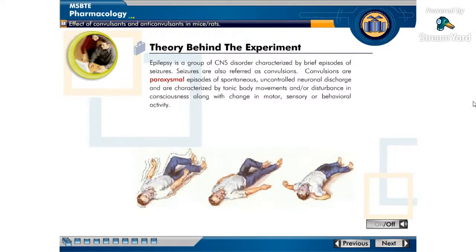Epilepsy is a group of CNS disorders characterized by brief episodes of seizures. Seizures are also referred to as convulsions. Convulsions are paroxysmal episodes of spontaneous, uncontrolled neuronal discharge and are characterized by tonic body movements and or disturbance in consciousness along with change in motor, sensory, or behavioral activity.